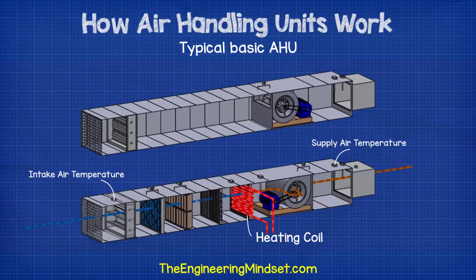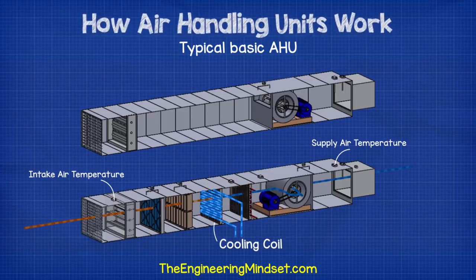If the air temperature is below this value, the heating coil will add heat to increase the air temperature and bring it up to set point. If the air is too hot, then the cooling coil will remove heat to lower the air temperature and also reach the set point. The coils are heat exchangers.